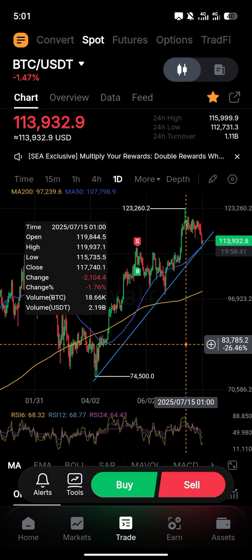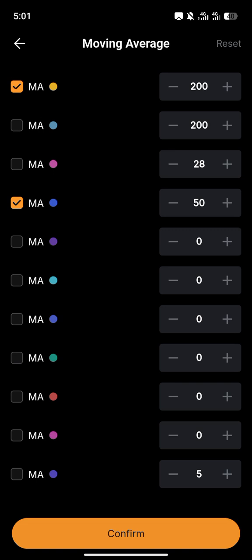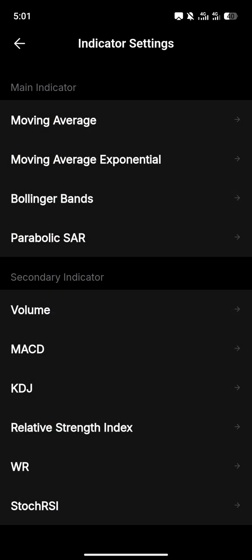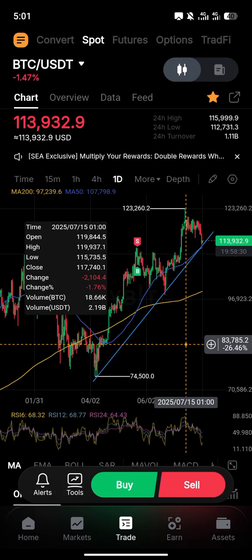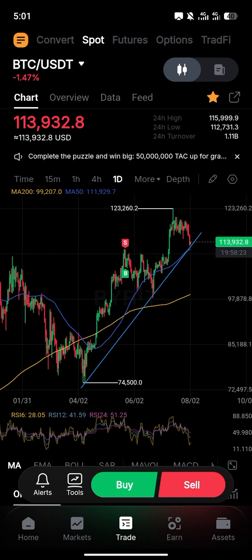What do you observe? You go back and check the color of your 50 and 200. 50 is blue, you can see, and my 200 is what? Yellow. So go back. Now, what's the meaning of moving average? Moving average is saying what happens in the market in 50 days. 200 means what happened in the market in 200 days. So 200 gives us the long view of the market, while the blue, the 50, gives us the short view of the market.